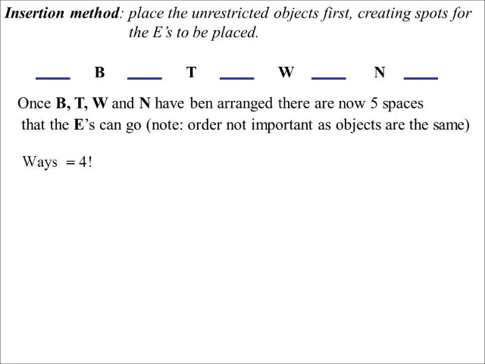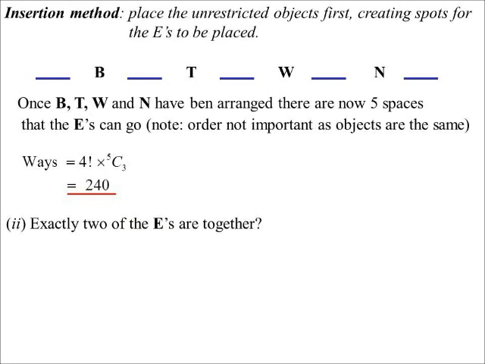But as long as I use those spaces, I'll satisfy the requirements of the question, because now I'm going to insert the E's between the other ones. Now in this case, order's not important, because the E's are all the same. So it will look exactly identical. So there are 5 spots for me to use, and I'm going to use 3 of them. I'm going to choose 3 of those to use. I come up with the same answer, 240.